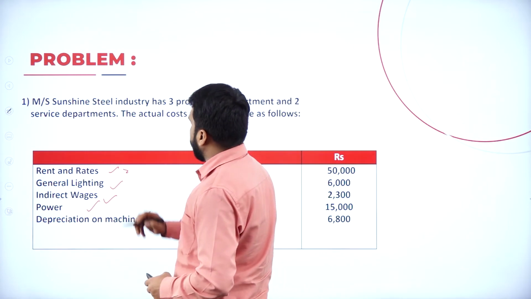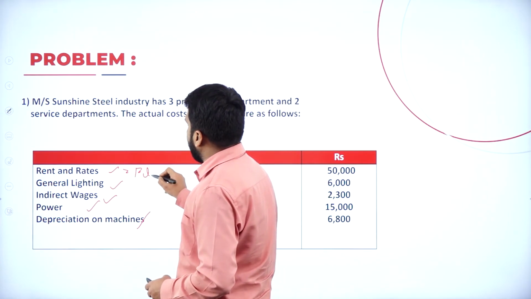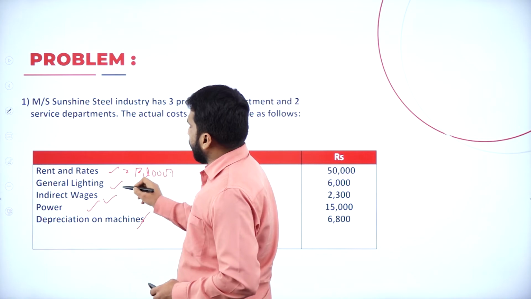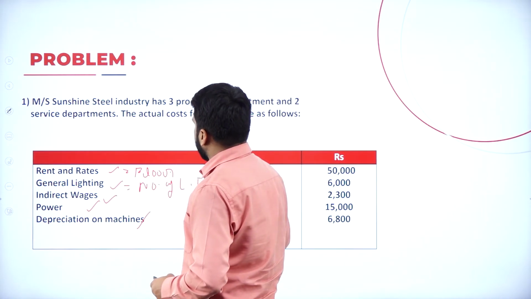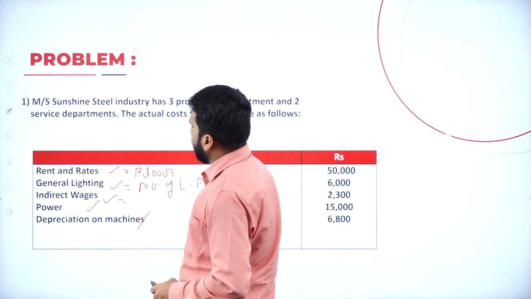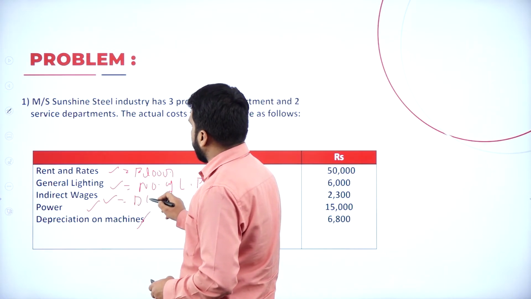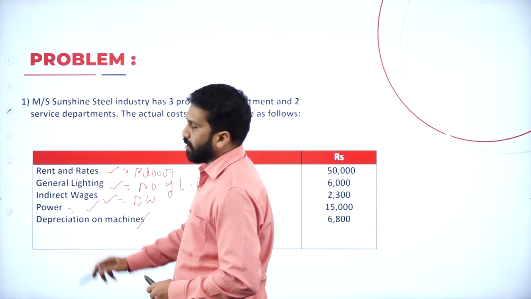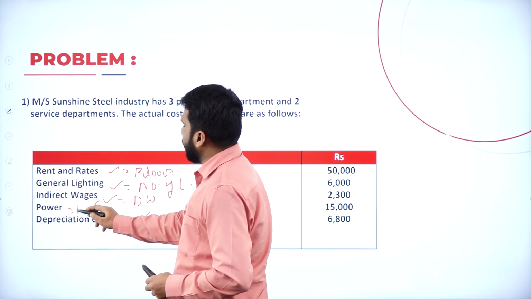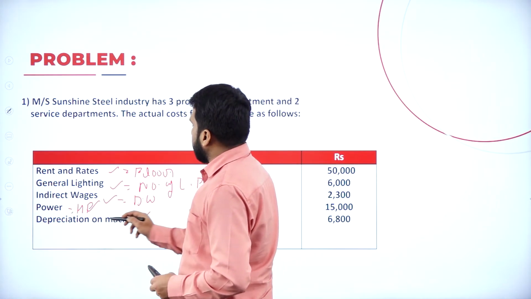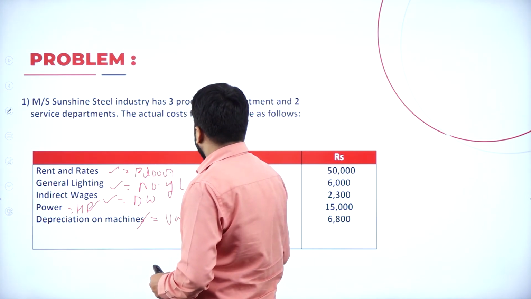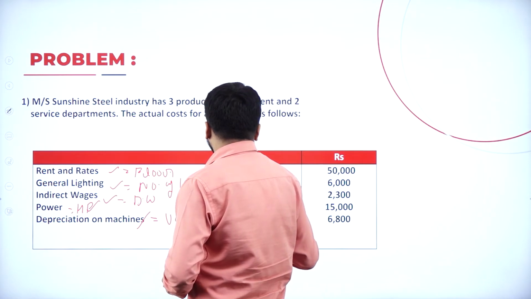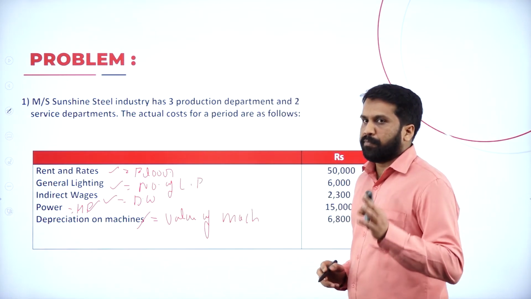Rent and rates on the base of floor area. General lighting on the base of number of light points. Indirect wages on the basis of direct wages. Power charges on the basis of HP. Depreciation on machinery on the basis of value of machinery. Hope you are clear. Yes.